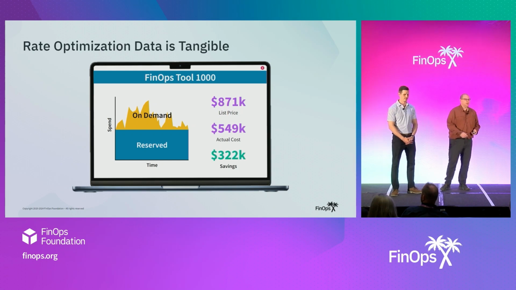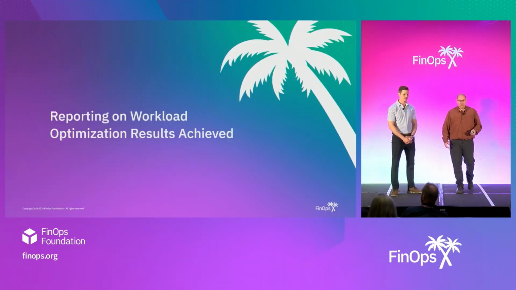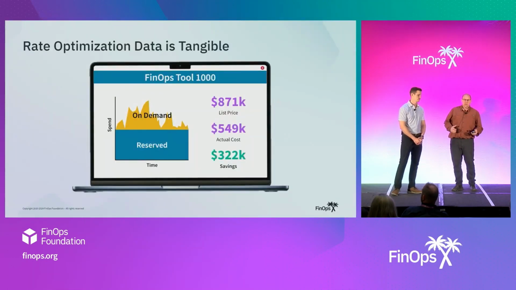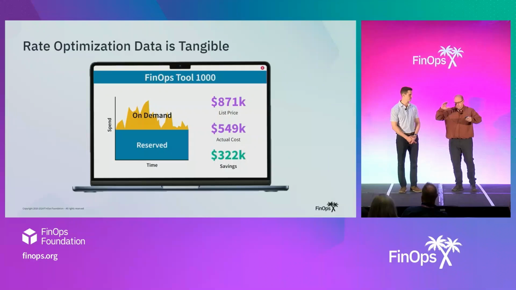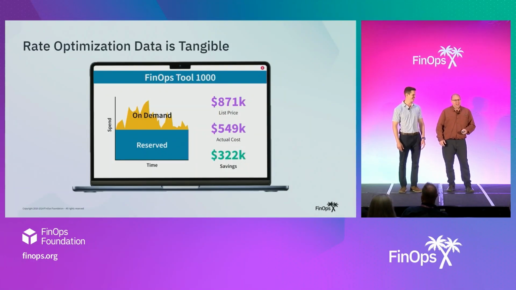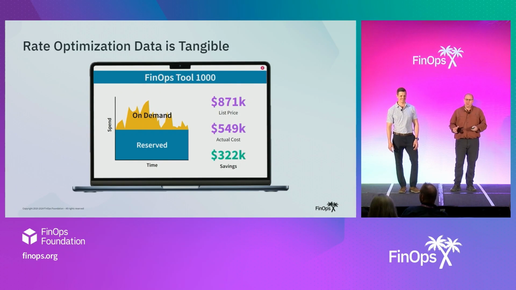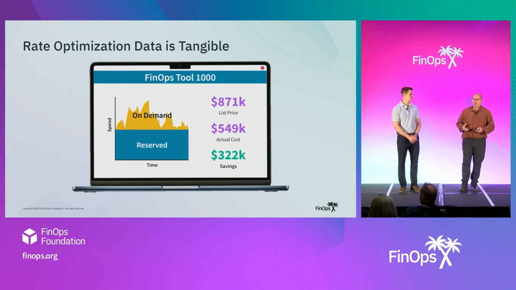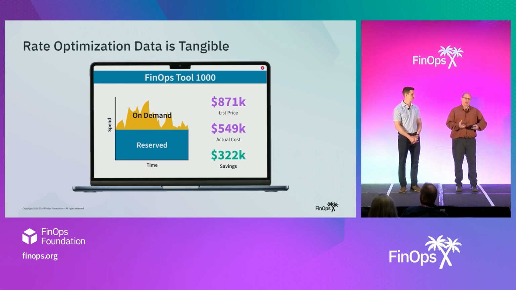Okay, so I alluded to this earlier. When it comes to reporting on workload optimization results that we've achieved, comparing that to rate optimization data is extremely tangible. I made this set of commitments. I've got an inventory of the commitments I've made. I can see the utilization of that commitment. I can see the savings associated with that commitment. And I can report my list price was this, my actual cost was this, therefore I saved this, right?